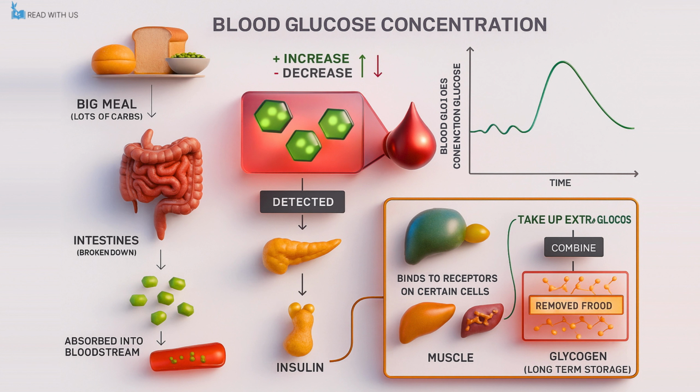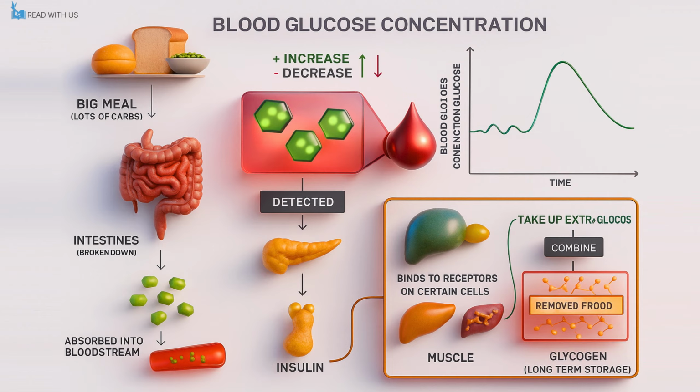This increase is detected by a special organ called the pancreas, which lies just behind the stomach. In response to the rising glucose levels, the pancreas releases a hormone called insulin into the bloodstream. As insulin travels through the blood, it binds to receptors found on the surface of various body cells. This binding signals those cells to absorb some of the glucose from the blood.